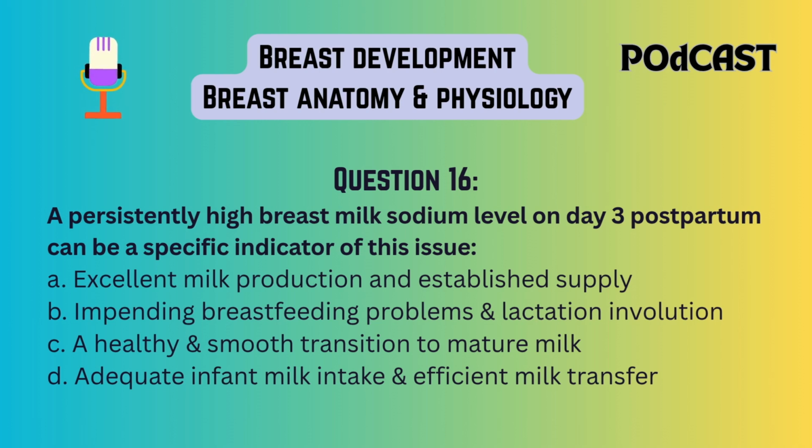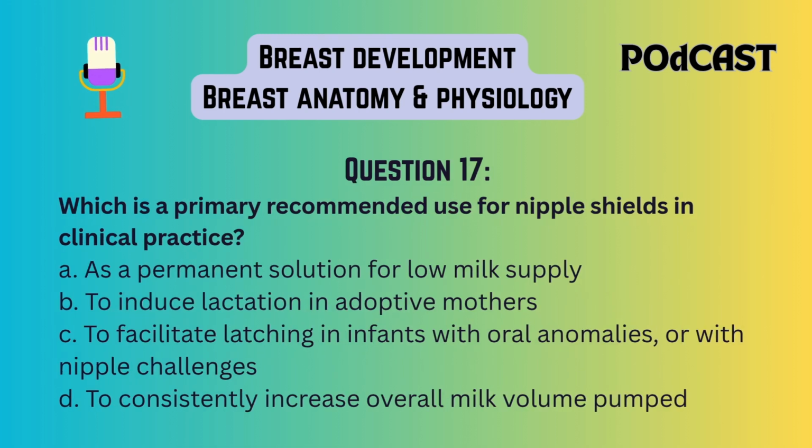High sodium reflects those open, tight junctions, meaning lactogenesis 2 is delayed or stalled. It's a warning sign. It definitely doesn't indicate excellent production, A, a healthy transition, C, or adequate intake, D. Quite the opposite, usually. Question 17.